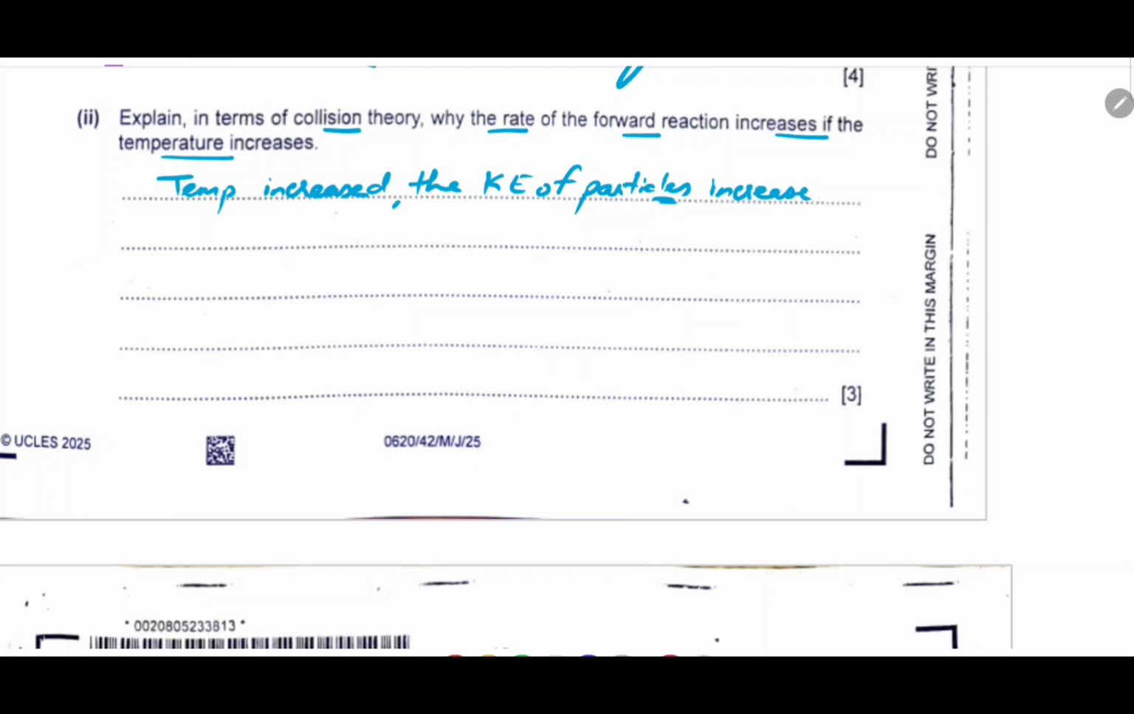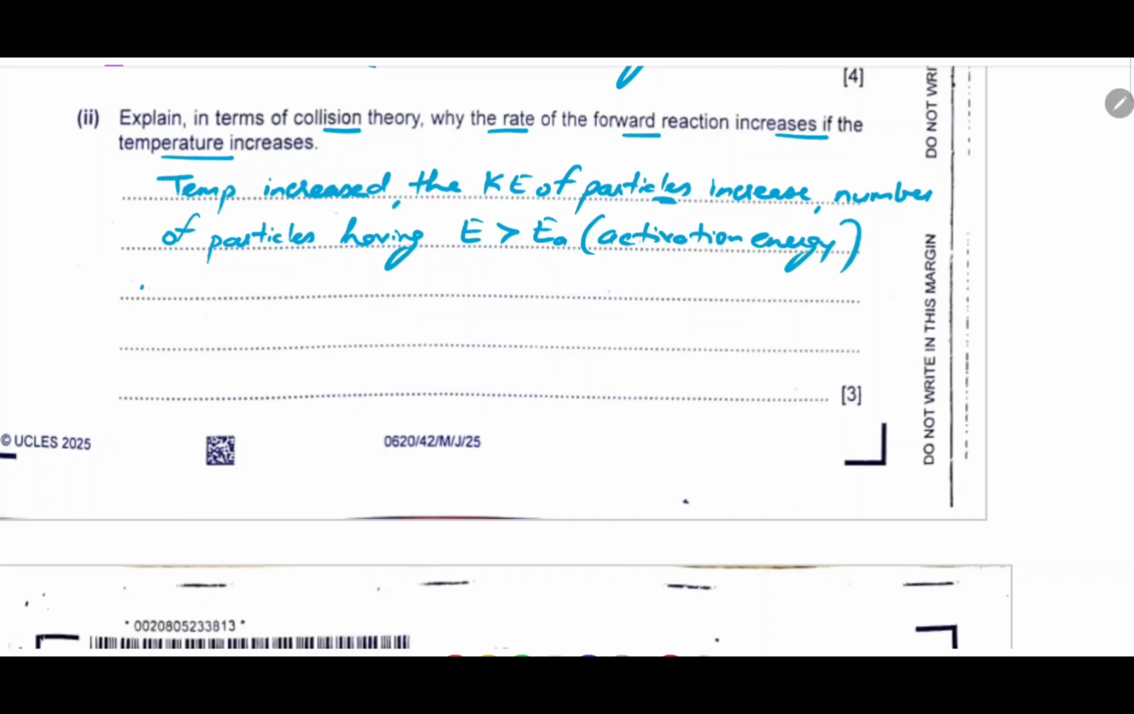And when kinetic energy increases, the number of particles having energy greater than activation energy, this EA is activation energy, will increase because we are increasing kinetic energy. The frequency of collision between the particles will increase. The number of collisions per unit time will increase.